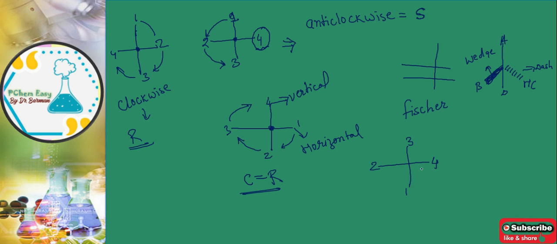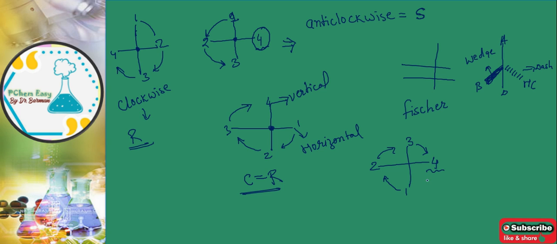Now the fourth group is in a horizontal line. So what will we have to do? We have to see 1, 2, 3. You can move like that. So what is that? It is clockwise direction, 1 to 2, 2 to 3. See, this is also a clockwise direction.